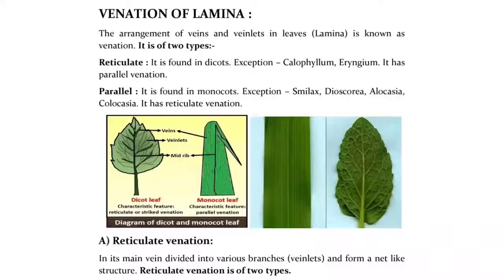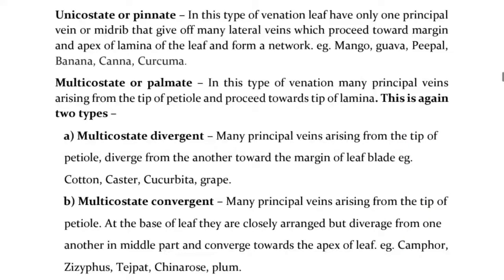They have reticulate venation. In reticulate venation, the main vein is divided into various branches, veinlets, and forms a net-like structure. Reticulate venation is of two types. Unicostate or pinnate. In this type of venation, the leaf has only one principal vein or midrib that gives off many lateral veins which proceed toward the margin and apex of the lamina of the leaf and form a network, e.g. mango, guava, peepal, banana, canna, curcuma.